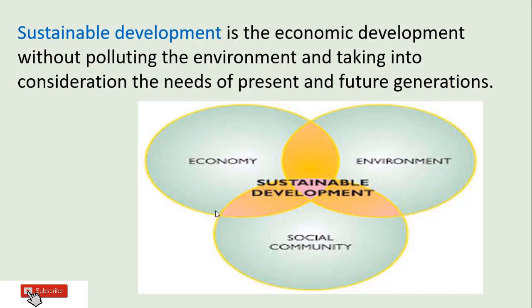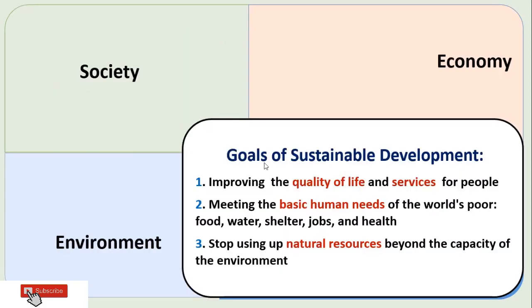Here we have the interaction between the three spheres or three fields. تداخل بين هاد ثلاث, تداخل بين ما هو اقتصادي وما هو اجتماعي وما هو بيئي. What are the goals of sustainable development? اشنا هي الاهداف ديال sustainable development؟ اولا to improve, يعني تحسين جودة حياة, improving the quality of life and services, جودة الحياة والخدمات بالنسبة للناس. This is society, meeting the basic human needs of the world's poor, food, water, shelter, jobs and health. And last one, stop using up natural resources beyond the capacity of the environment.